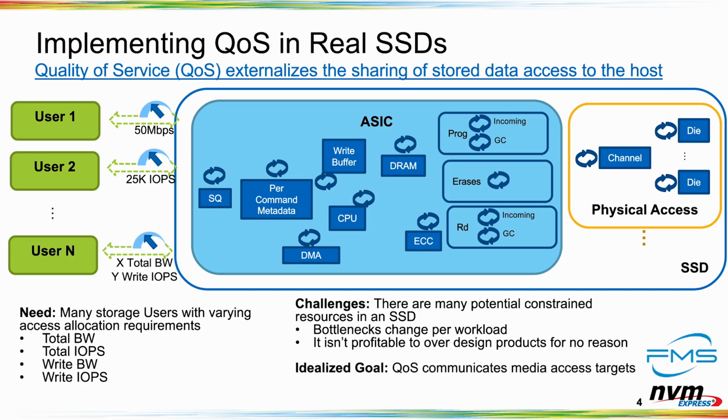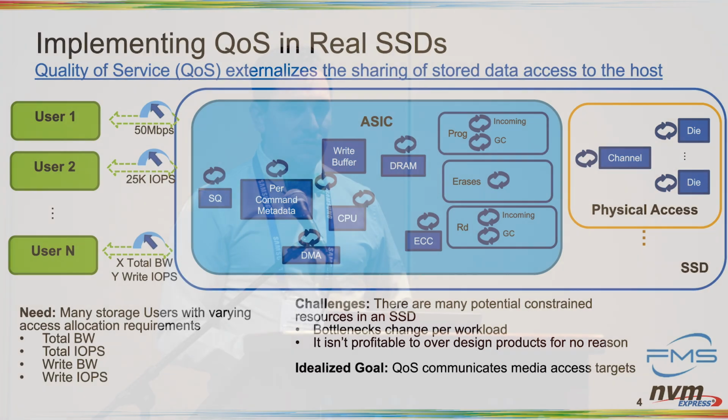So there's this idealized goal of a QoS communicating a media access target, but the reality is that we're going to have a lot of different things that interfere with that and might be detectable in end cases and certain scenarios. That's acknowledged, and that's still the situation that we're going to move forward with.